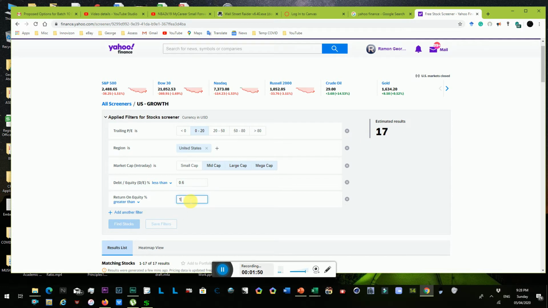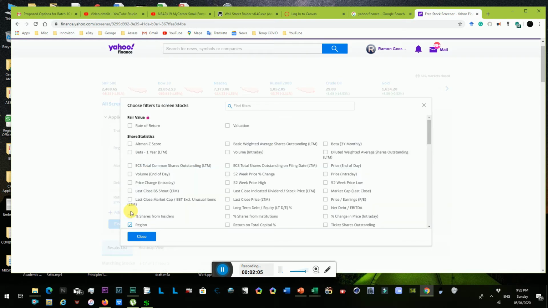Now if you make it 10, then the estimated result is about 16. So still we'll have some, right? How about making it 15? Okay, and you can still add another filter. Look at all this.